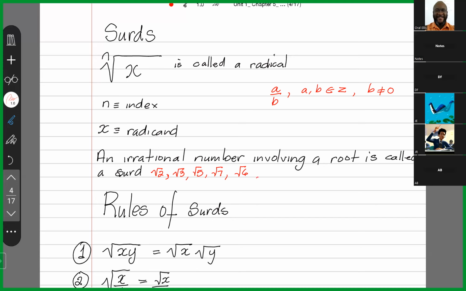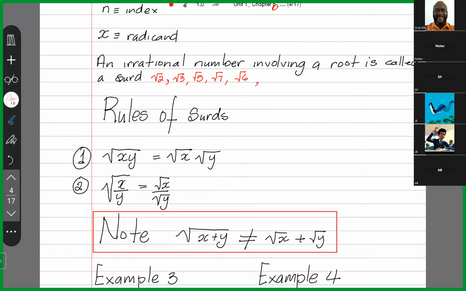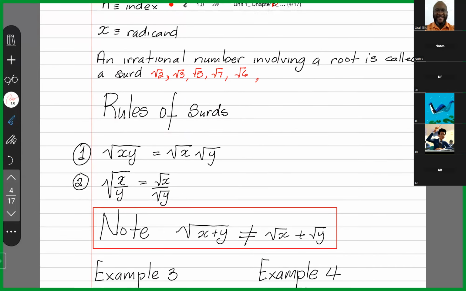Now, for example, the root of, let us say, 4 is not a surd. This is not a surd because 4 is a perfect square and the root of 4 is what? 2. But once you're finding a root of a number that is not a square number, that root is a surd. All right, so these essentially are the two basic rules of surds.